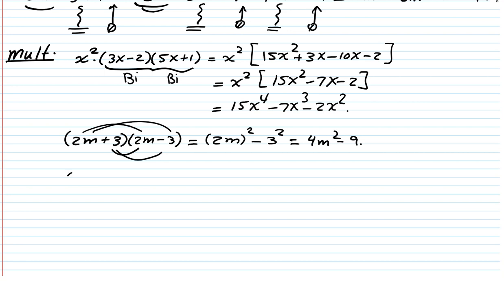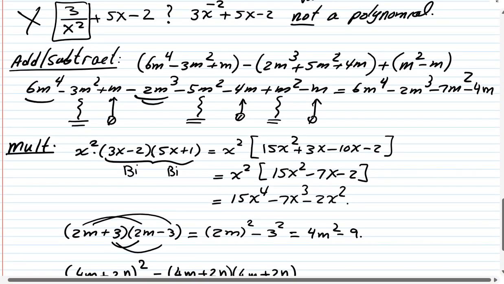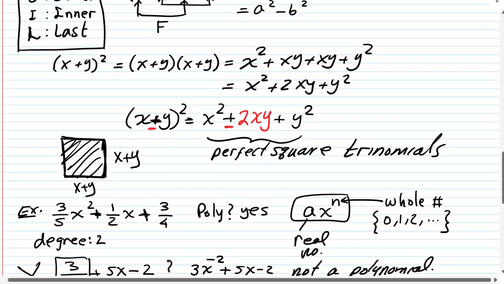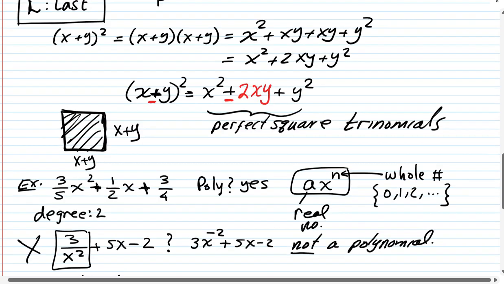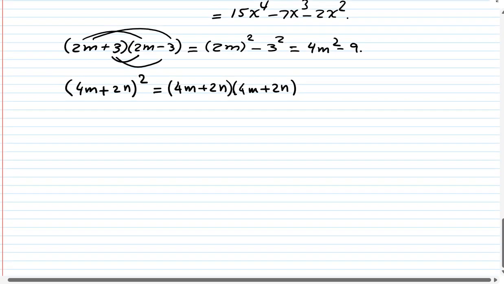Now, if I have something like 4m plus, I don't know, 2n quantity squared, again, I can set it up as FOIL and do FOIL, or I can recall a special product. There, repeated multiplication. 4m plus 2n squared means 4m plus 2n multiplied by itself twice. The special product would be this one. So I can use that or simply FOIL them.